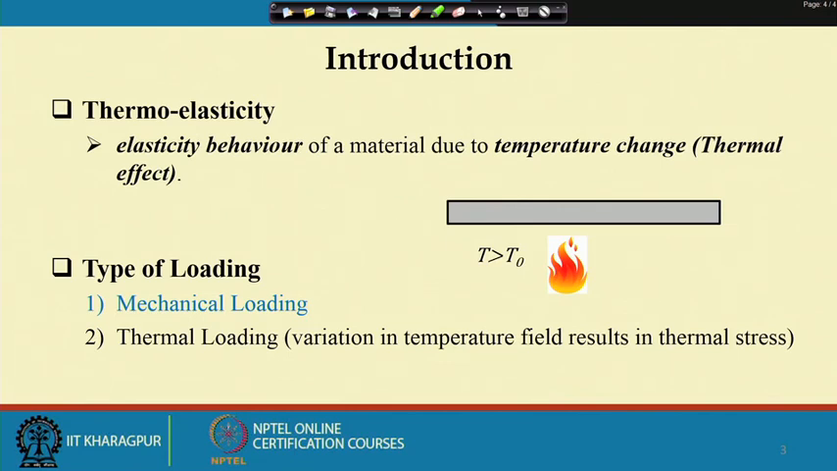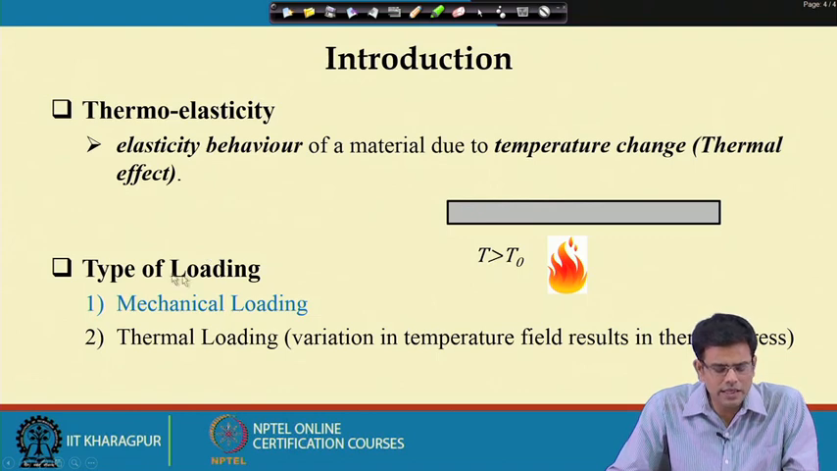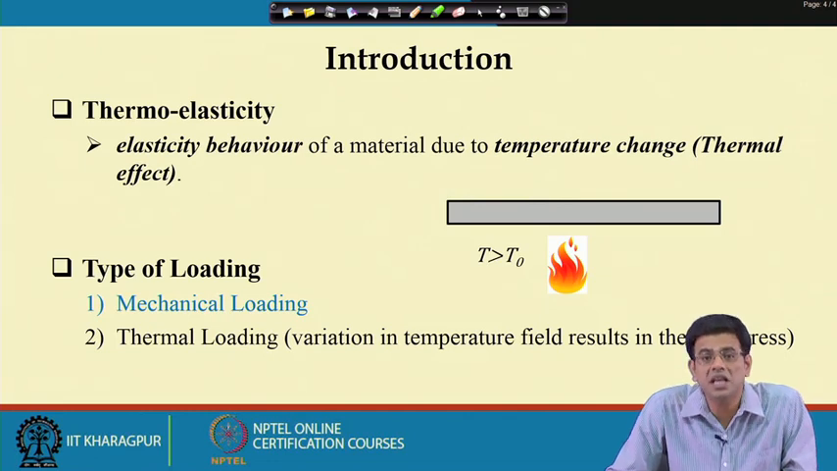Similarly, if I give a load to a structure, the structure is deformed, and this deformation is modeled via the elasticity equation, which we have discussed till module 9. And now, if there is heat, then a stress is also generated. Basically, thermoelasticity is nothing but the elastic behavior of a material due to temperature change, that is, the thermal effect on an elastic body. We have seen the response of an elastic body to mechanical loading. Now we are discussing the response of the elastic body if there is a change in temperature, or thermal loading specifically.